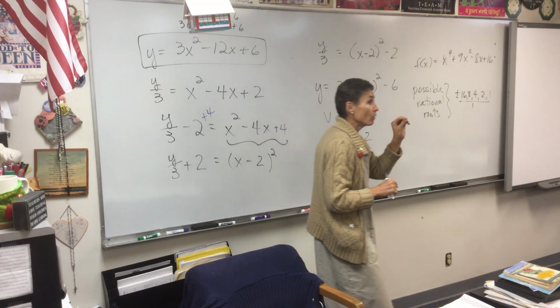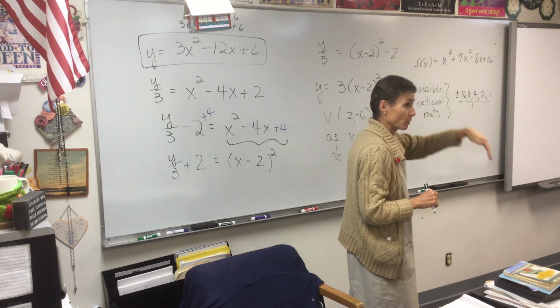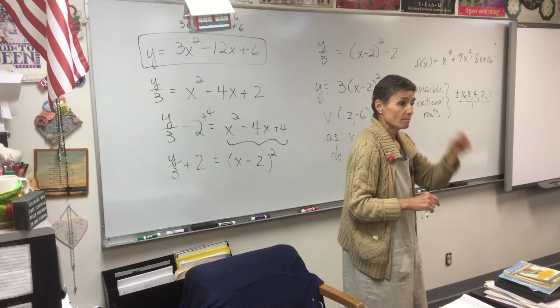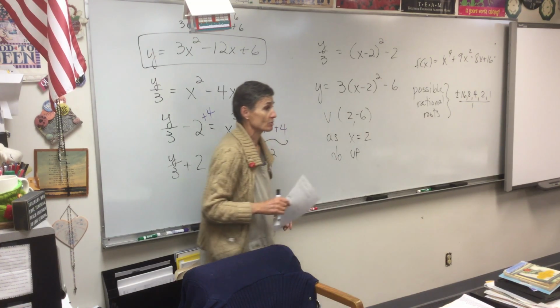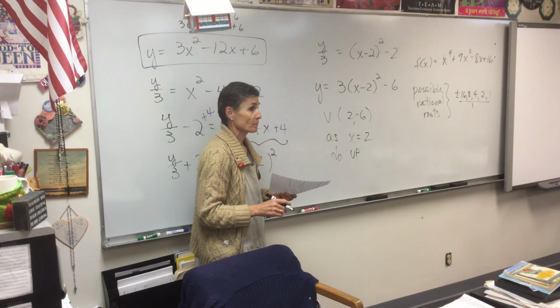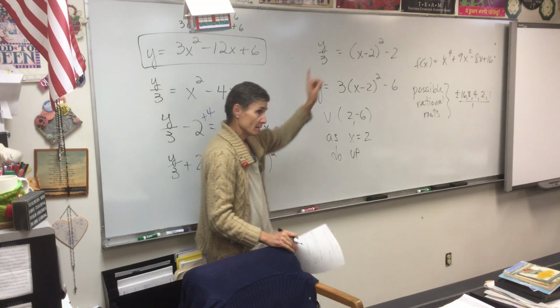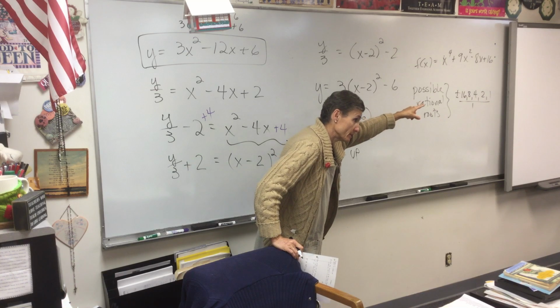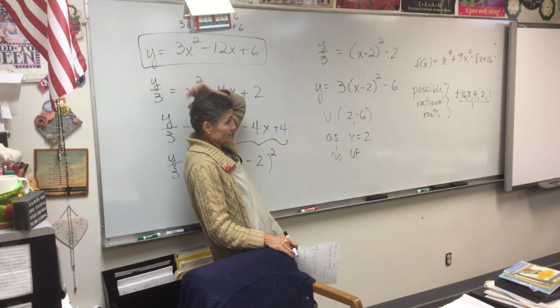Now, I know in the notes, these problems can go on for a long, long time, and we're going to get to that. But for this problem right now, all we had to do was list the PRRs, the possible rational roots. So one more time, how do we find them? Factors of the constant over factors of the leading coefficient.